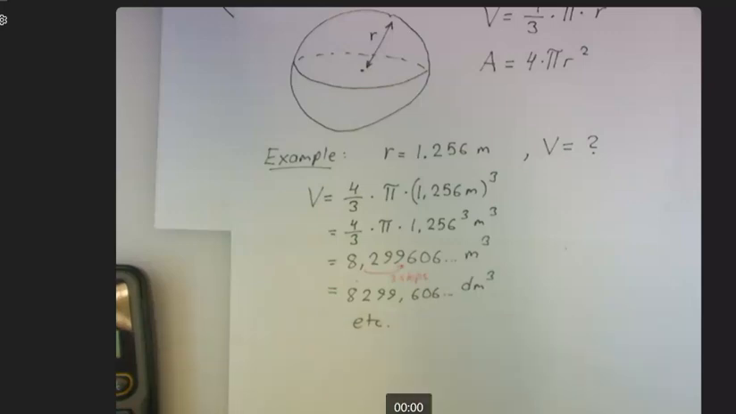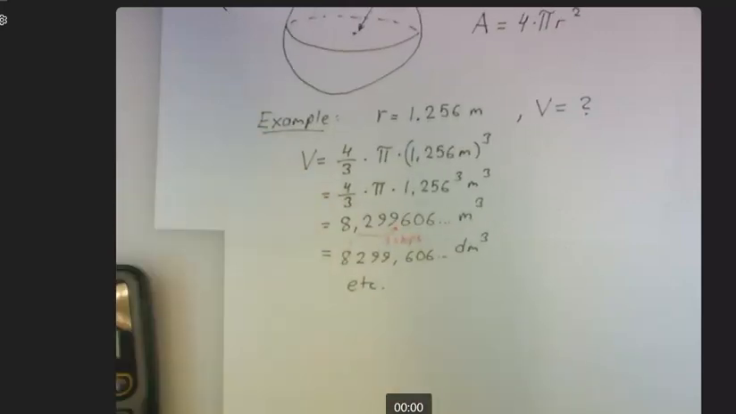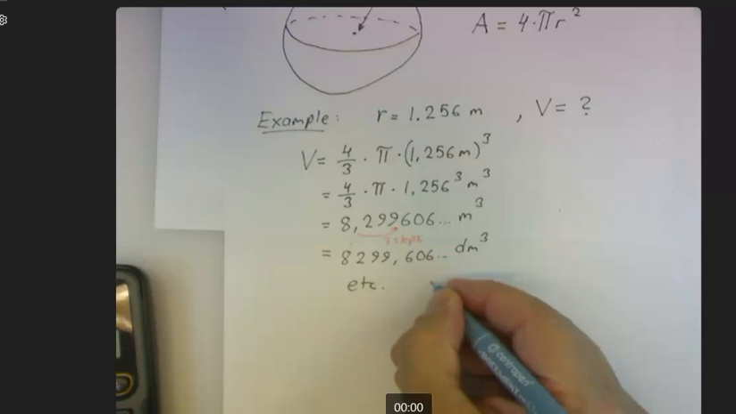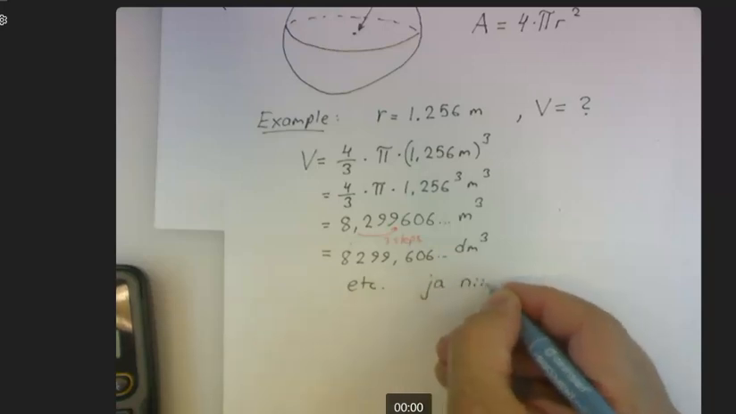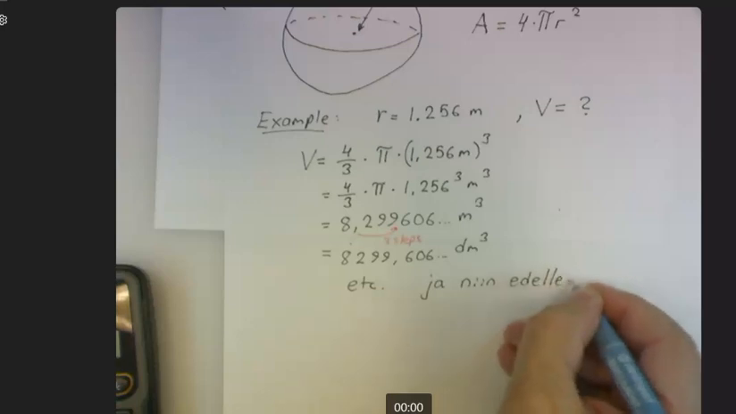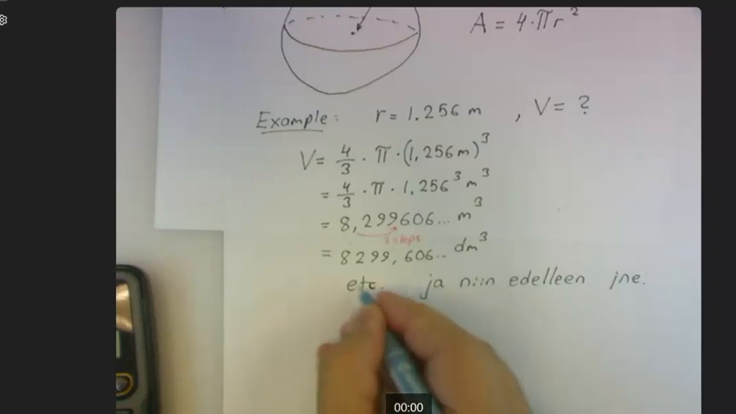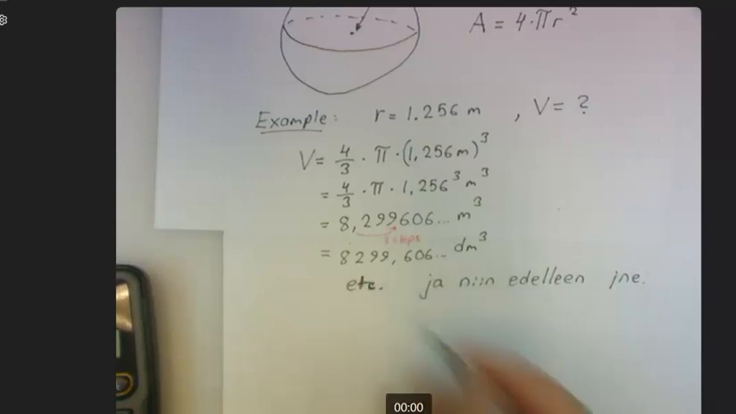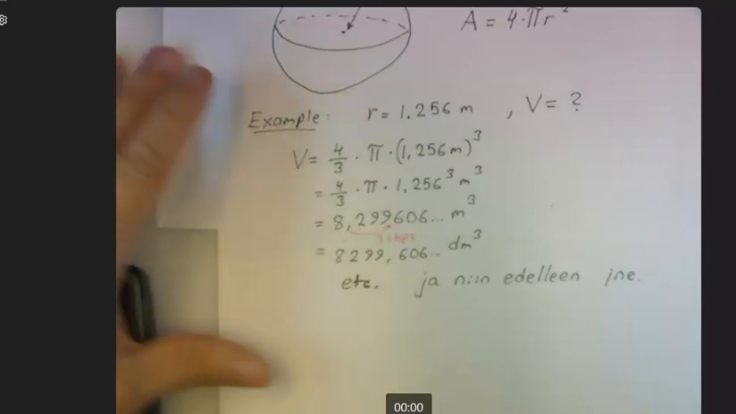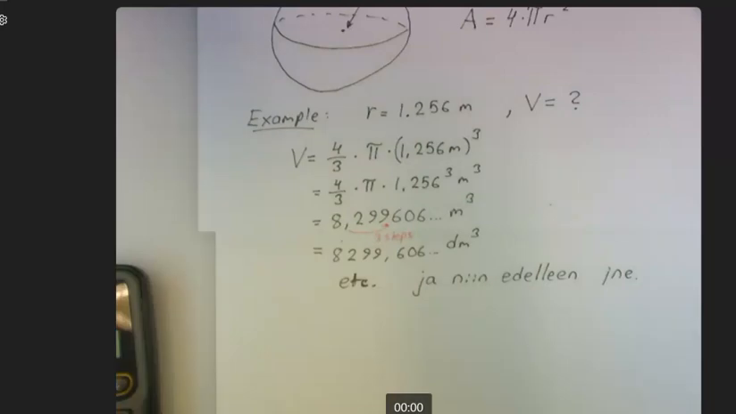Etc. Ja niin edelleen. In Finnish, it would be translated somehow like "and so on", and so again, and so yeah.